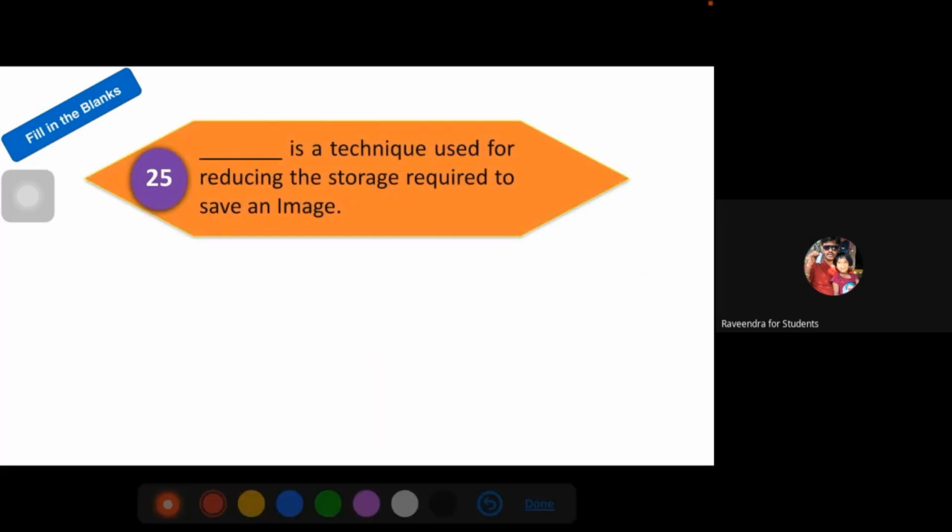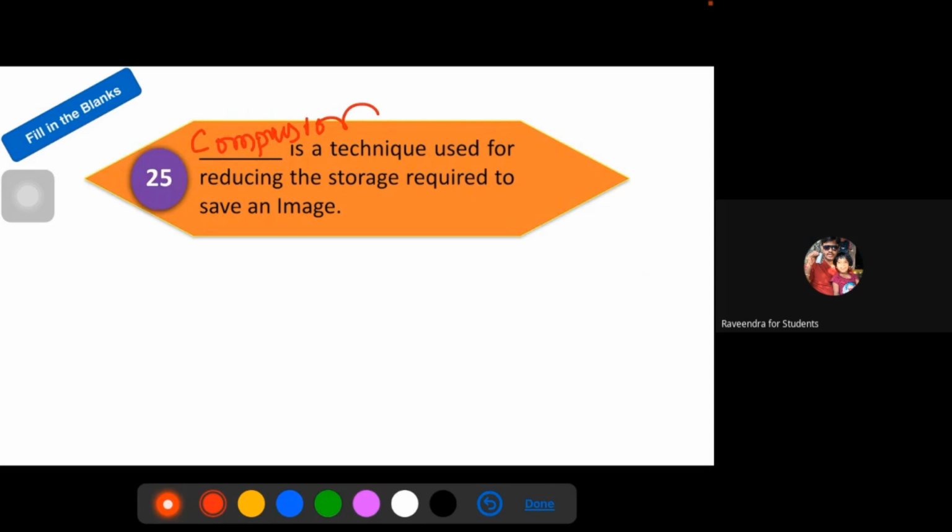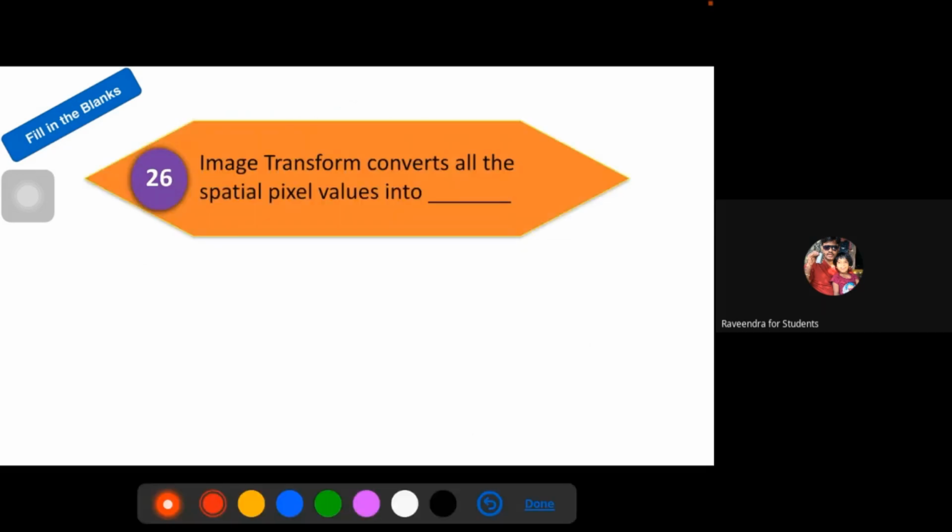And 25th, dash is a technique used for reducing the storage required to save an image. To save the image, it is related with image compression. So compression is the answer here. Image transform converts all the spatial pixel values into, what is the answer? Frequency components. The answer is frequency components.